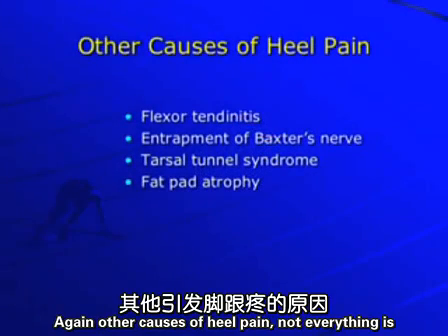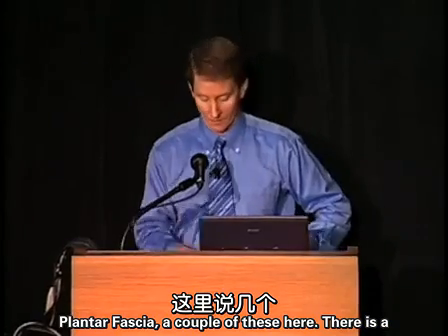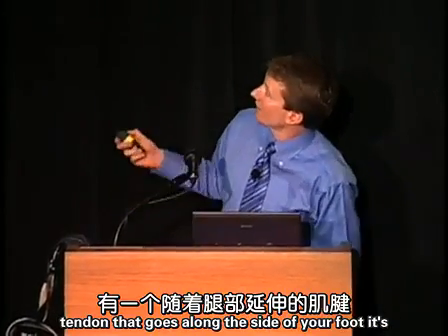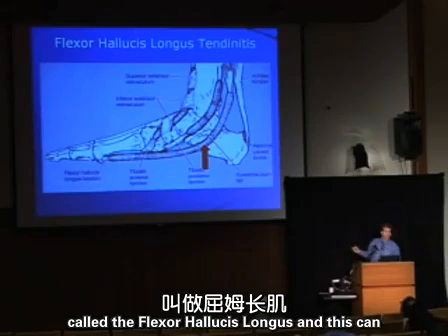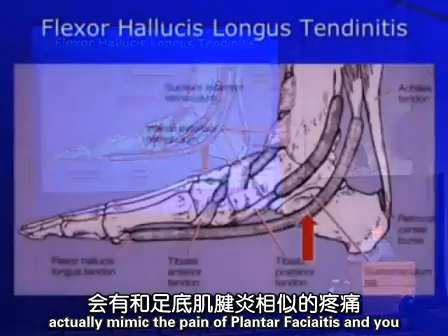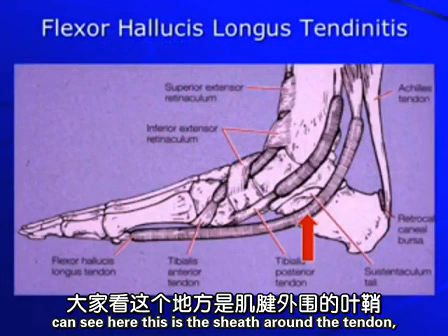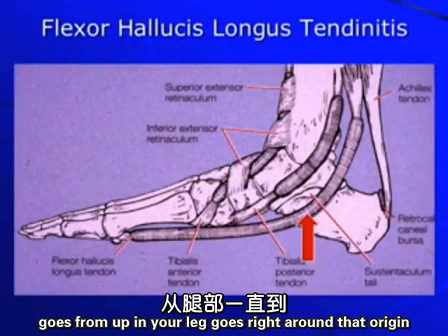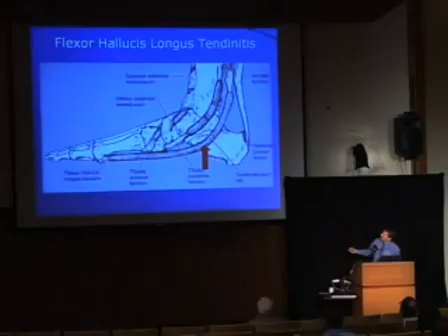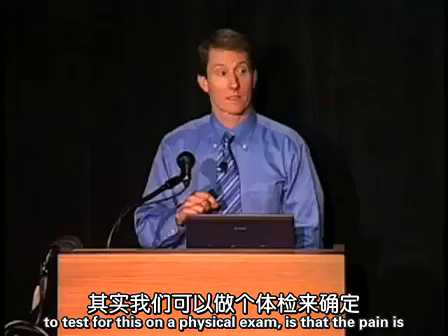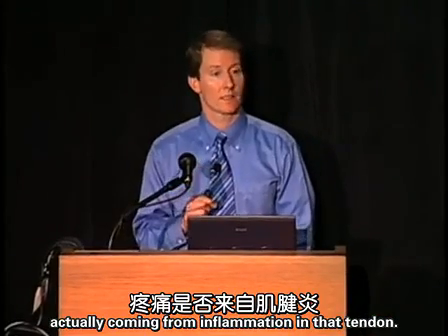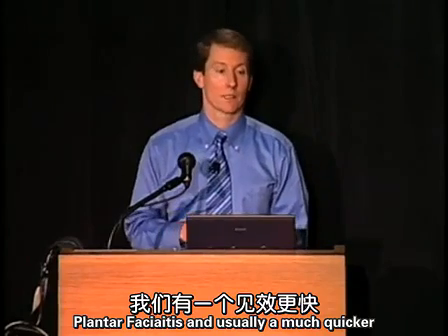Again, other causes of heel pain. Not everything is plantar fasciitis. A couple of these here. There is a tendon that goes along the side of your foot. It's called the flexor hallucis longus. And this can actually mimic the pain of plantar fasciitis. And you can see here, this is the sheath around the tendon. It goes from up in your leg, goes right around that origin of the plantar fascia, right here, and inserts onto your big toe. And what we see sometimes, and there's a way to test for this on physical exam, is that the pain is actually coming from inflammation in that tendon. And that would have a very different treatment than plantar fasciitis, and usually a much quicker treatment.